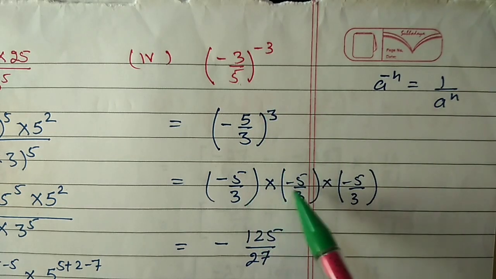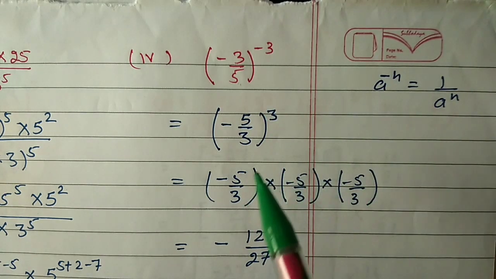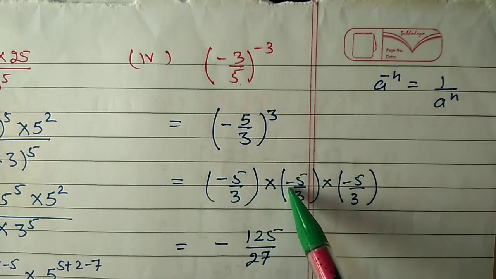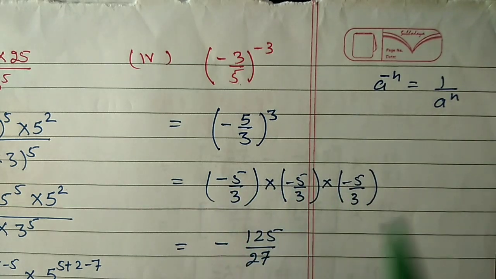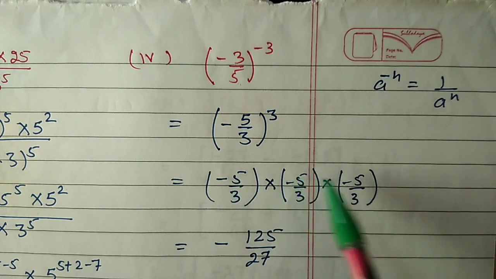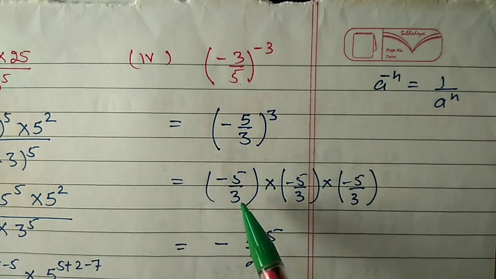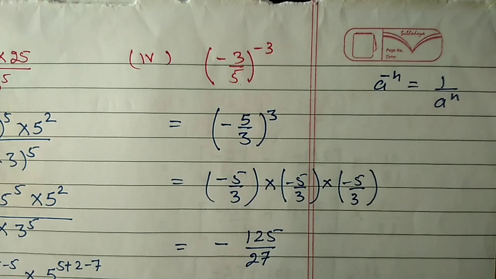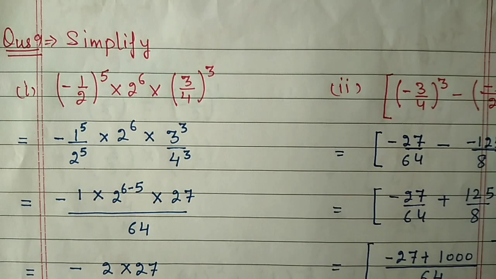Power 3 means this thing we have to write 3 times. Now multiply, minus into minus will become plus, and this minus will be as it is. 5 into 5 into 5, 125. 3 into 3 into 3, 27. This is your answer.